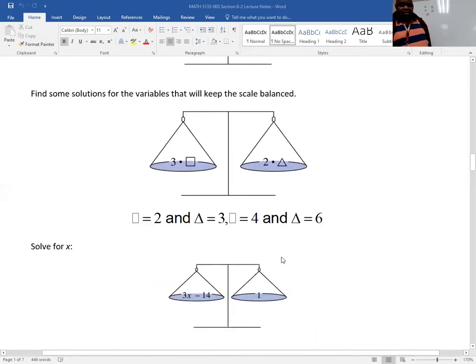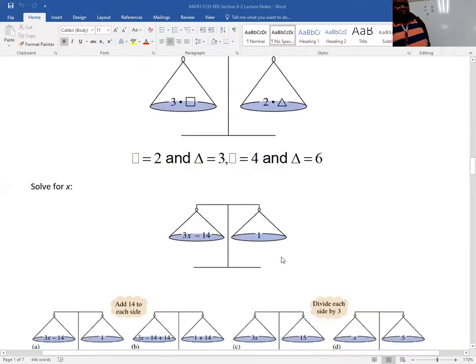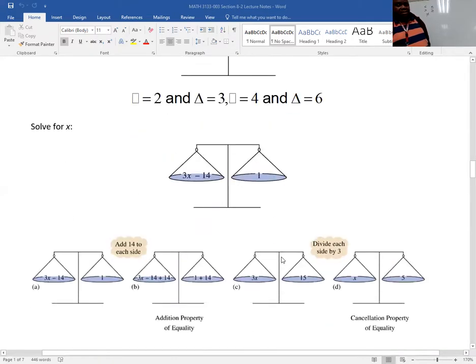Now let's say here we want to solve this equation for x. So on the left side, you've got 3x minus 14. The right side, you only have 1. And this is how we use these scales to balance the left side and the right side.